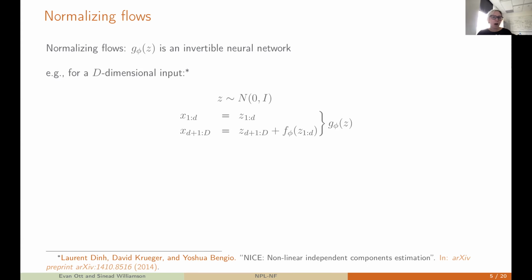So this is what sets it apart from something like a GAN, where we have a mapping from a latent distribution to observations, but it's a one-way mapping. We can't get back to the latent distribution.